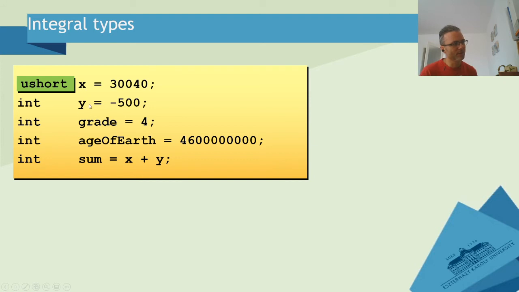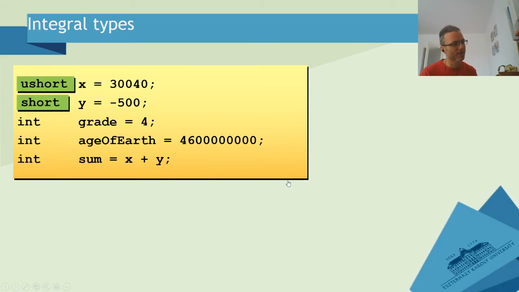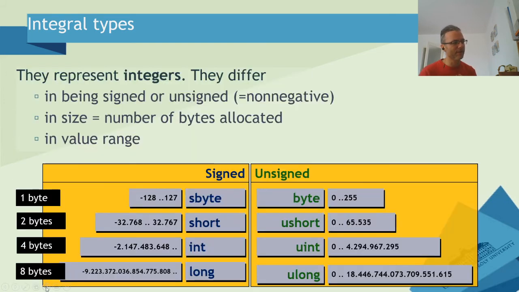How about the second one? Minus 500. Which one? Short, yeah. Because it's a negative number, so we definitely need a signed type. Unfortunately, sbyte is not sufficient because we have minus 500 now, so short is the minimum type we need here. I suggest you use minimum types because you can save memory.